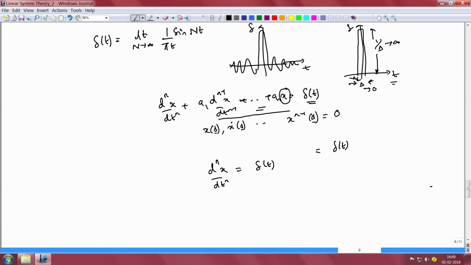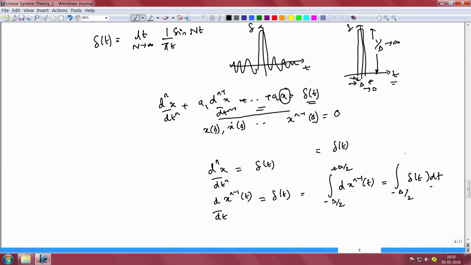Now what this implies is that the nth derivative of x is essentially the derivative of the n minus 1th derivative of x with respect to time, and that is equal to a delta function. Now if I were to integrate this expression between the limits minus delta by 2 to plus delta by 2, then I would have the integral of delta of t dt between the limits minus delta by 2 to plus delta by 2. We see that the integral of delta of t dt represents the area under this curve, and this we know by definition is equal to 1, because the height of this delta function is 1 by delta and its width is delta.